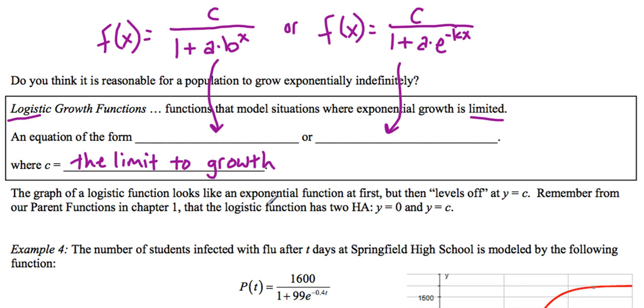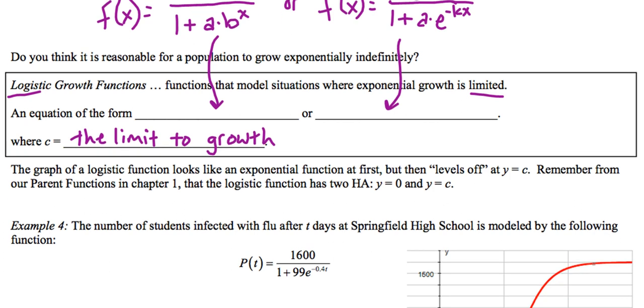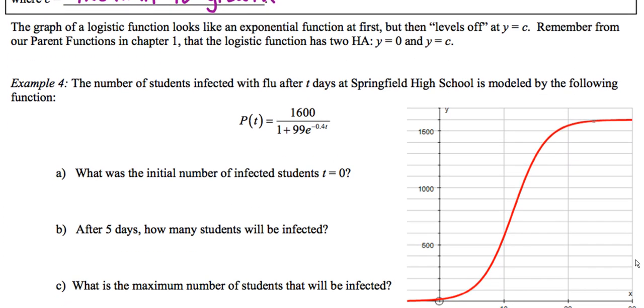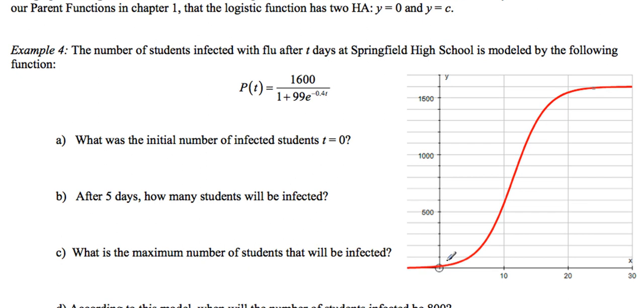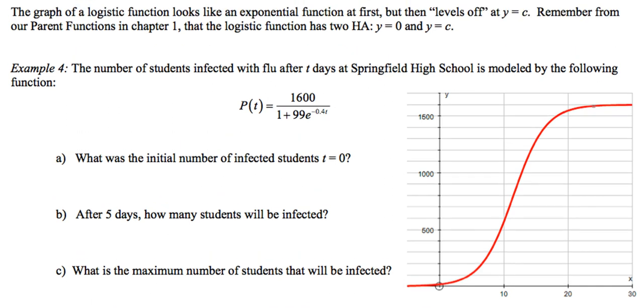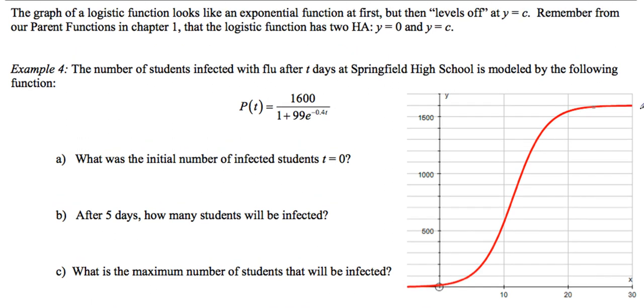Okay, so the graph of a logistic function starts off looking like exponential, but then it levels off. So instead of just having that lower bound, that horizontal asymptote at 0, it's also got a second horizontal asymptote above it. Alright, so two horizontal asymptotes, one at y equals 0, and then that upper bound c, y equals c, is our other horizontal asymptote.